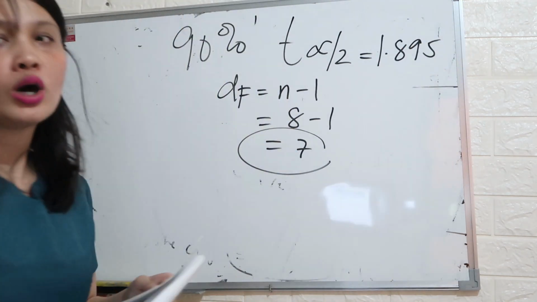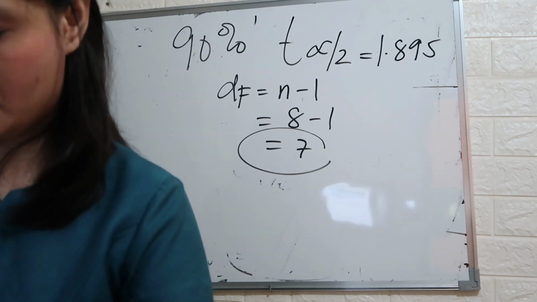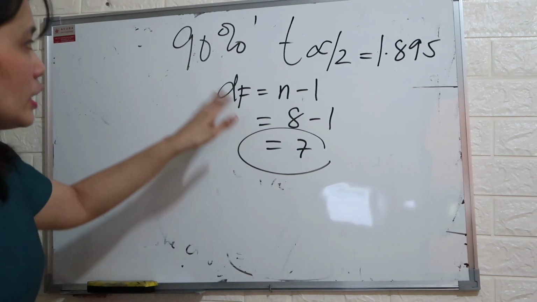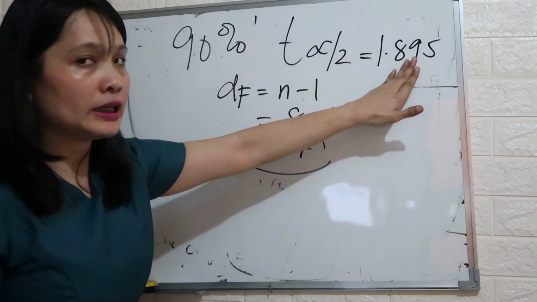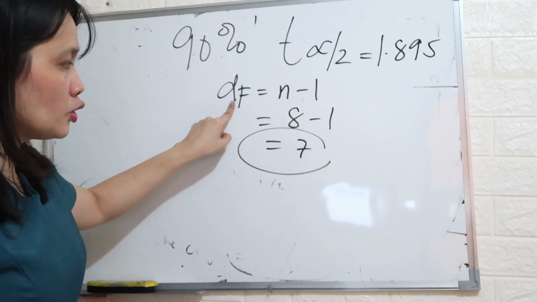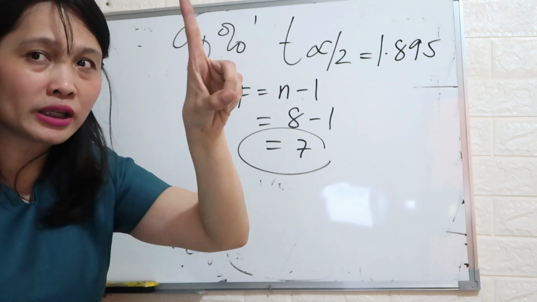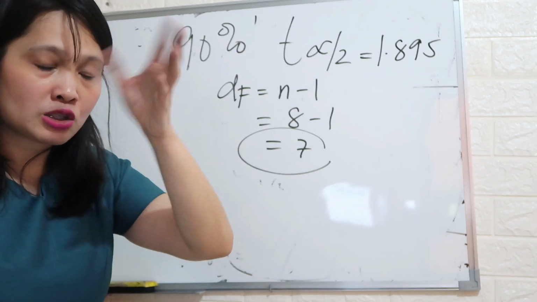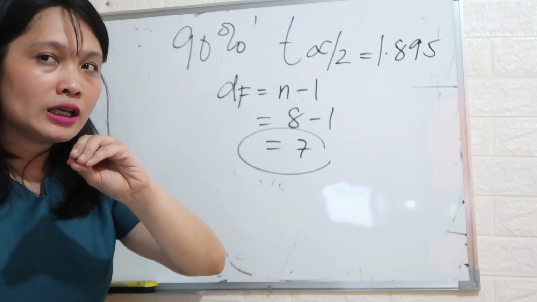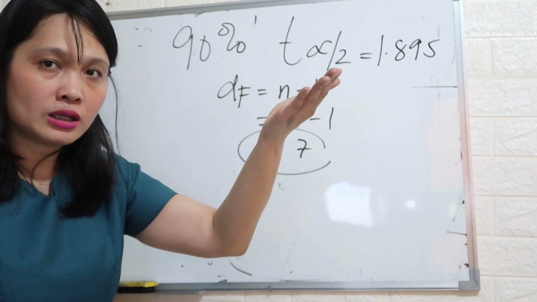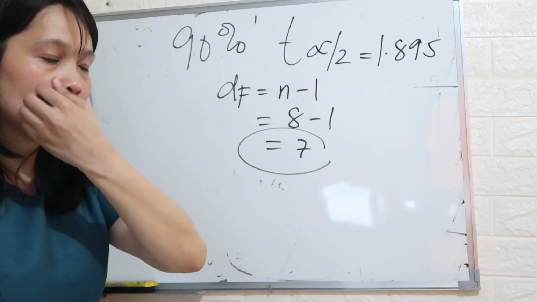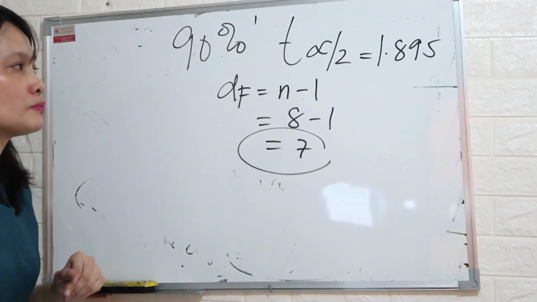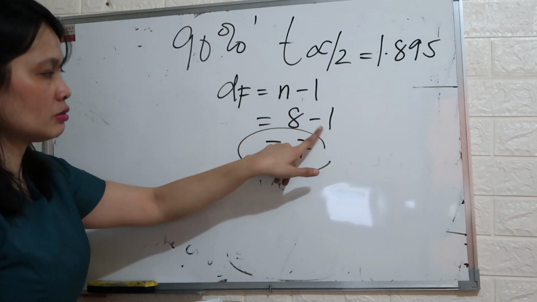You have 1.895. Now, how do we construct the 90% confidence interval? Given the t alpha over 2, which is 1.895, your DF is 7. Why 7? Because it is only one group. Although there are two activities, before and after, we call it related samples. The first activity is dependent on the second, or vice versa. The second activity will depend on the first. So that's the related samples. So DF is n minus 1, so 8 minus 1, so you have 7.